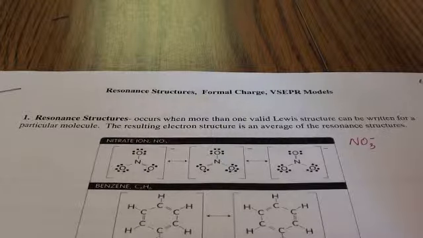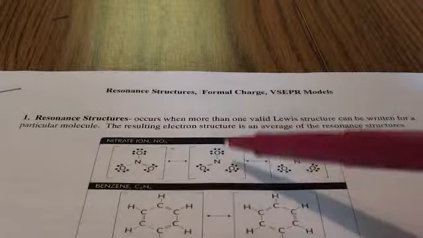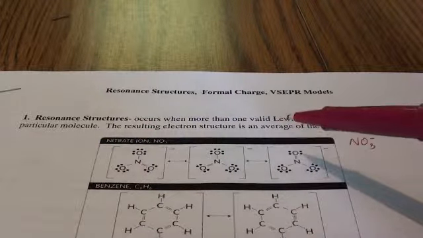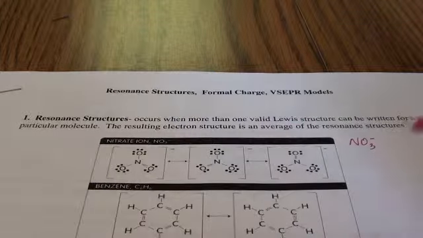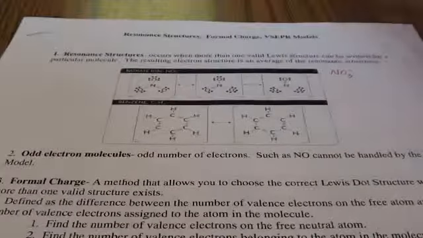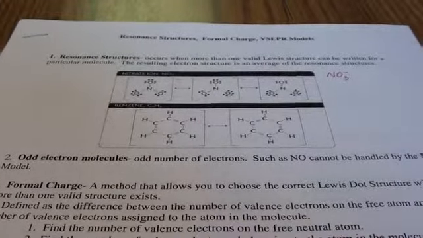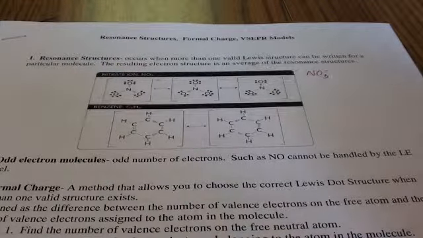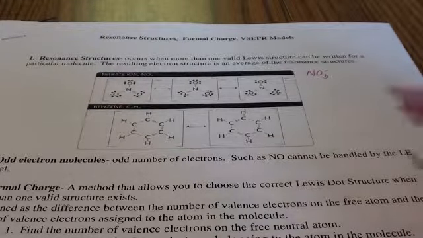If someone asked you to write the resonance structures for NO3, you have to write all 3 of them for it to be valid. Okay, benzene does the same thing. Now, obviously, if you have an odd number of electrons, like nitrogen monoxide, it can't be handled by the Lewis model. It doesn't work. You can't draw a valid Lewis dot structure.